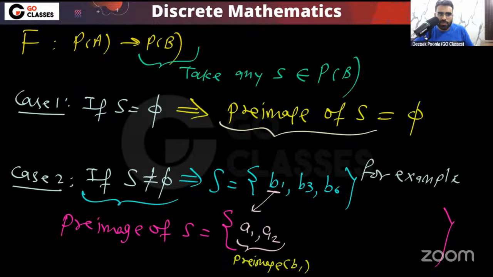Similarly, you write the pre-images of B3 also. Can you give a guarantee that B3 has at least one pre-image? Yes, B3 has at least one pre-image, because every Bi has at least one pre-image, because small f was surjective. And similarly, you write the pre-image of B6 here.